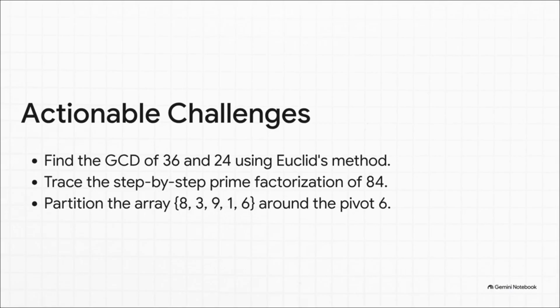And to wrap things up, here is a provocative question to leave you with. When you partition that array in exercise 3, exactly how many elements will actually need to swap positions before the pivot is finally placed? Grab some paper, trace it out, and I'll see you in the next explainer.